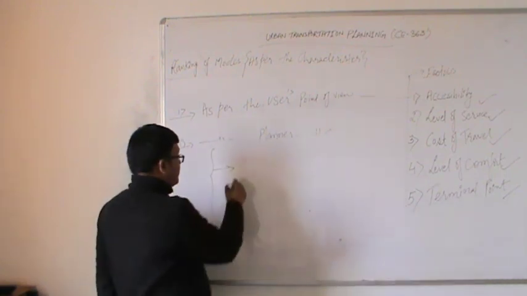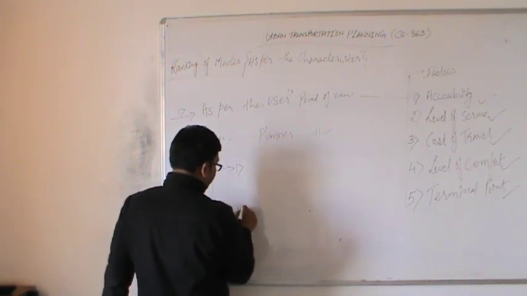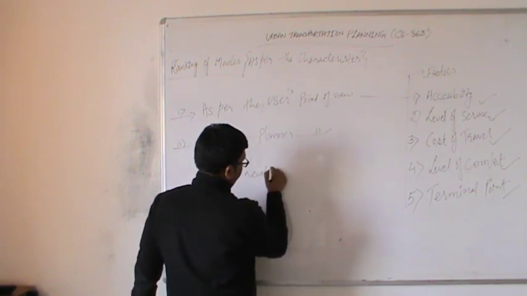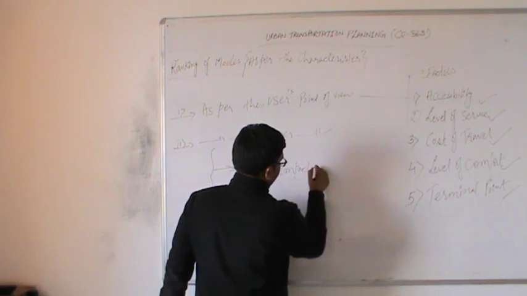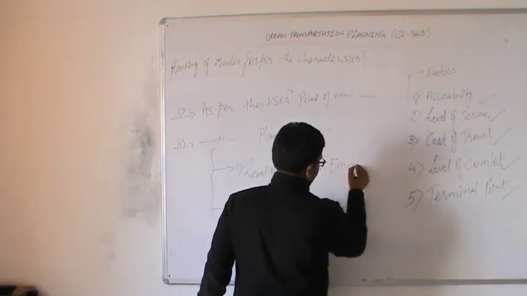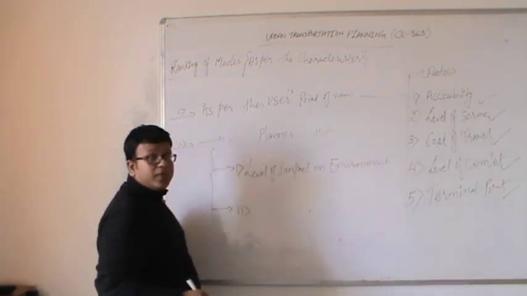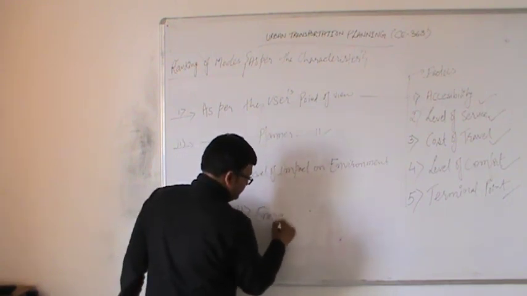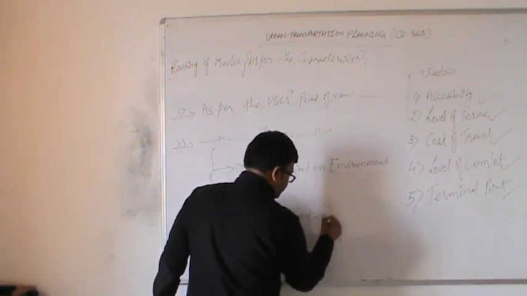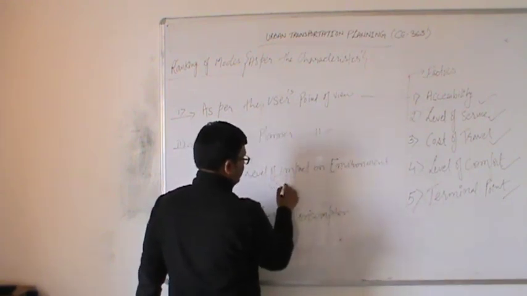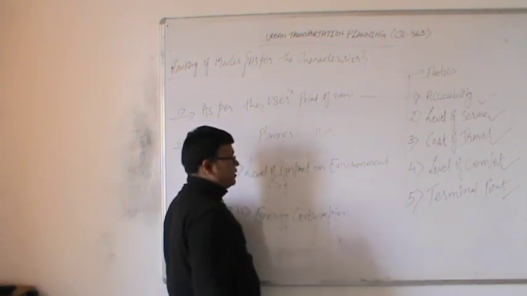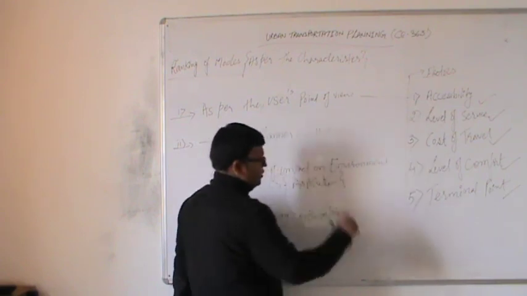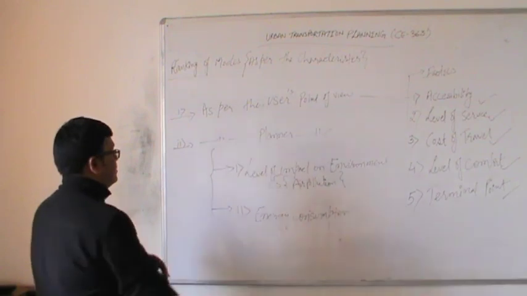If we talk in terms of the planner's point of view, there are two important factors which we generally consider. One is the level of impact on the environment. The second important factor affecting the ranking of modes from the planner's point of view is the energy consumption. An example of the level of impact on the environment is air pollution. In terms of air pollution, we will define the ranking of modes under the planner's point of view. So these are some of the factors we have listed that generally affect the ranking of modes.